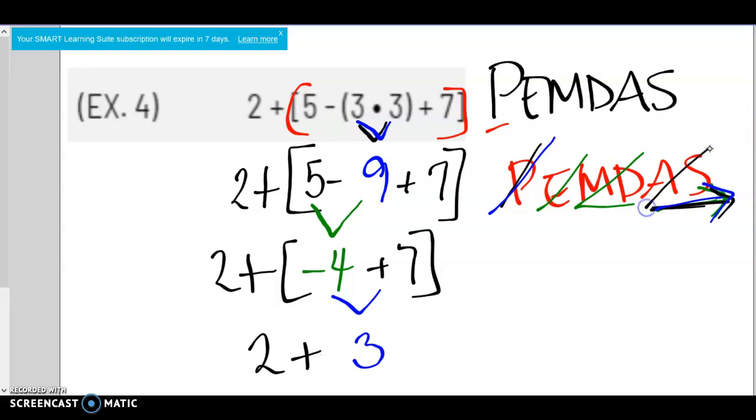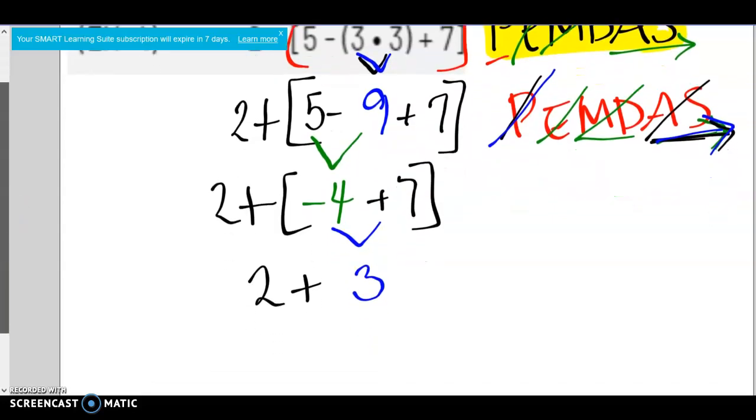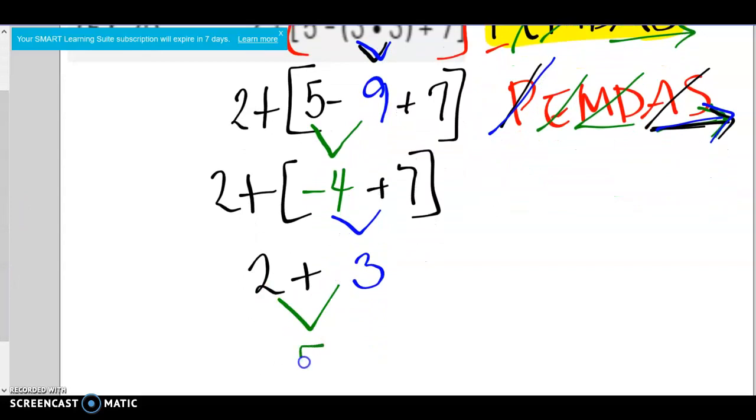All right, so then now we're back to the first PEMDAS. Since we no longer have any parentheses, we check for exponents. There are no exponents outside the parentheses. Any multiplication or division, there is none. And then finally, we have addition and subtraction from left to right. So 2 plus 3 is equal to 5.